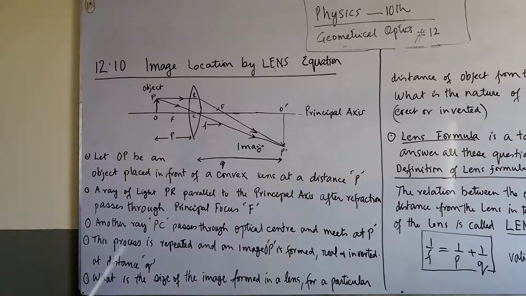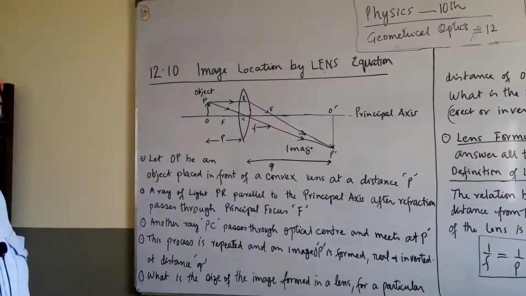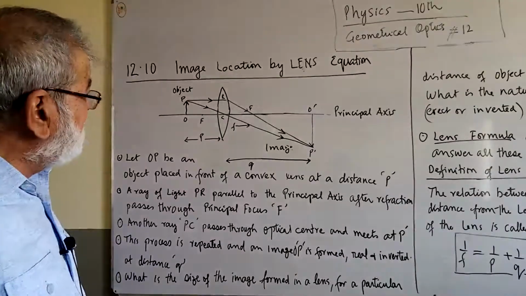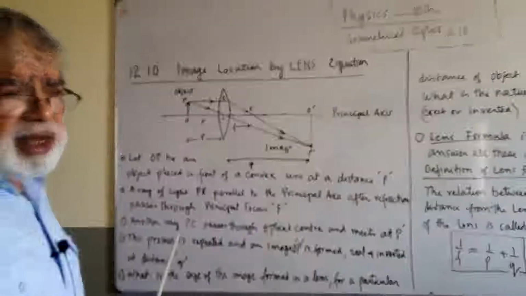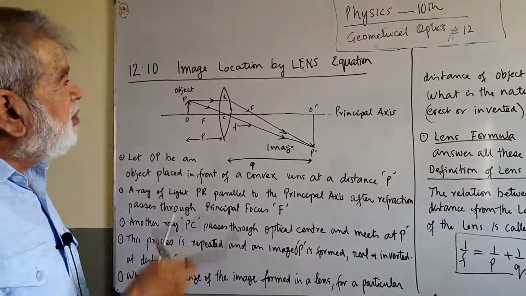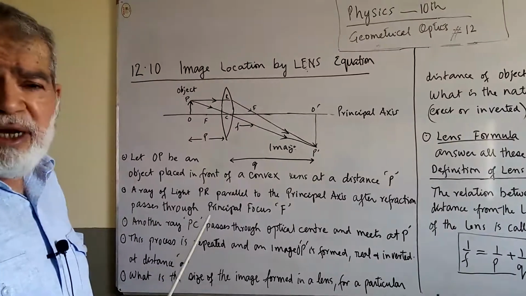Bismillahirrahmanirrahim. Well, students, today we are going to discuss topic 12.10, which is image location by lens equation. How can you find out the location of the image, the type of image, and the nature of the image by using the lens equation?